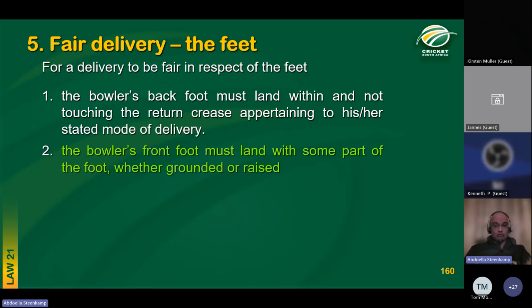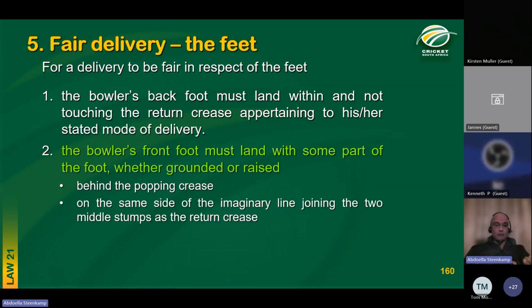What about the front foot? When it comes to the front foot, here you need to look at the popping crease. So what does the law tell us? The front foot must land with some part of the foot, whether grounded or raised, behind the popping crease. So upon first landing, the front foot must land with some part, whether that foot is grounded or raised, behind the popping crease. So the popping crease goes with the front foot, the return crease goes with the back foot.